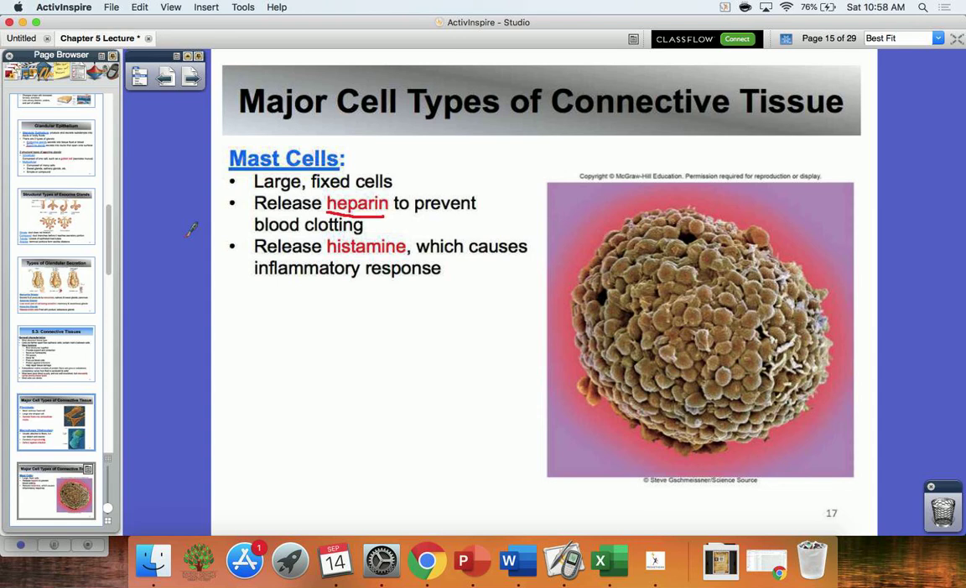Also, histamine. If you've ever taken medication that has antihistamine, it's because we are feeling the inflammatory response. We feel swelling. We have a little bit of redness. We just aren't feeling well. That's because histamine has been released. And because we are uncomfortable, we may take an antihistamine to reduce the effects of the histamine that's released from our mast cells.